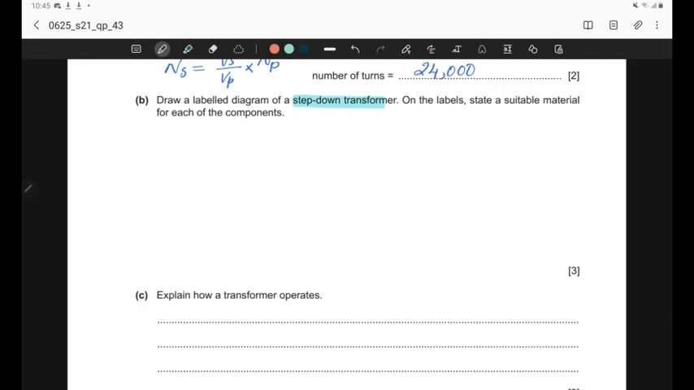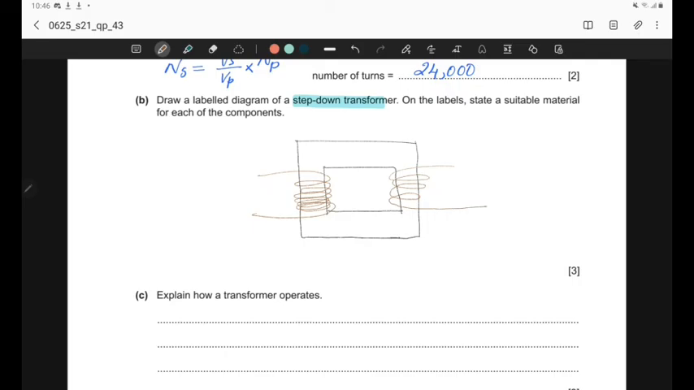So first we can draw a soft iron core. You should draw with a ruler and a pencil. And you need to draw the coils at primary, and it must be more as it's a step down. At the secondary, the number of coils should be less compared to the number of coils at the primary. Now you can label this as soft iron core. These are copper coil.